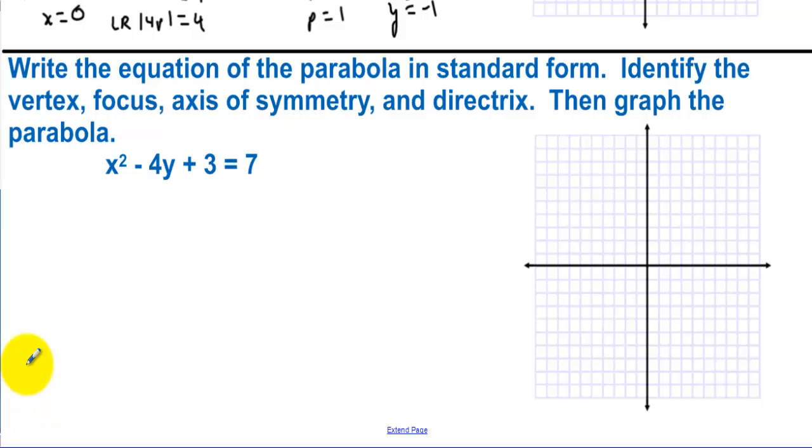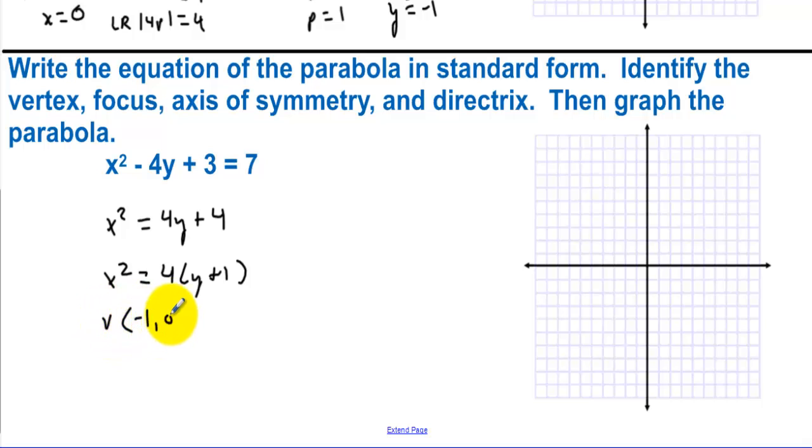Write the equation of the parabola in standard form, identify the vertex, focus, axis of symmetry, and directrix, then graph the parabola. Let's go with x squared is equal to 4y plus 4. So we get the variables on opposite sides, and we have x squared is equal to 4 times y plus 1. The vertex is (-1, 0). 4p is equal to 4 again, so we have p equals 1.